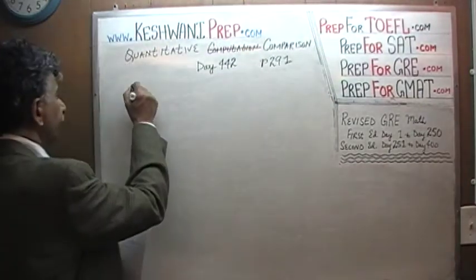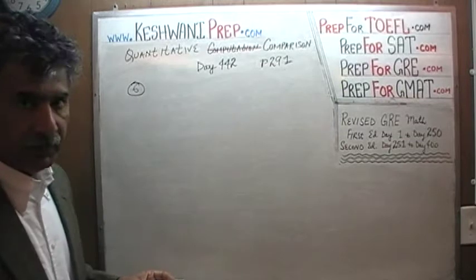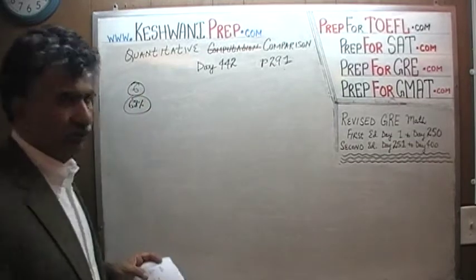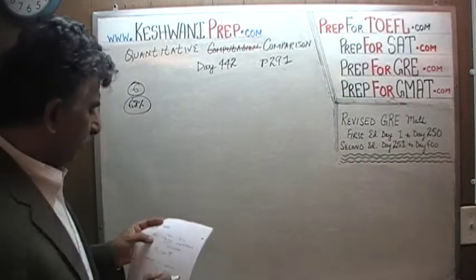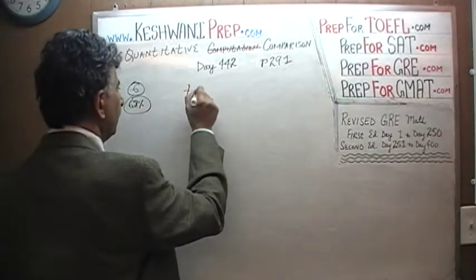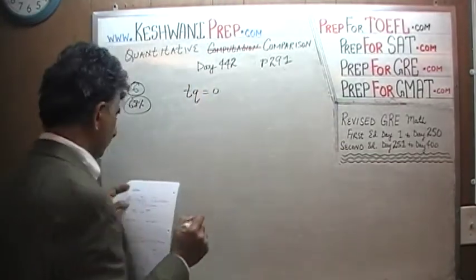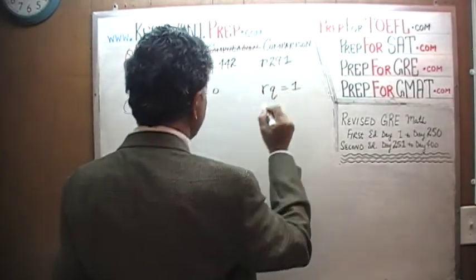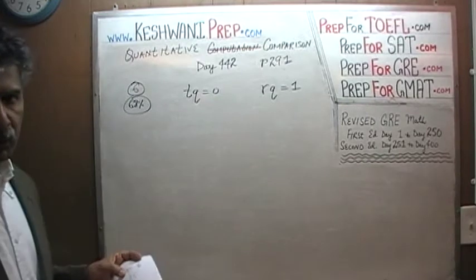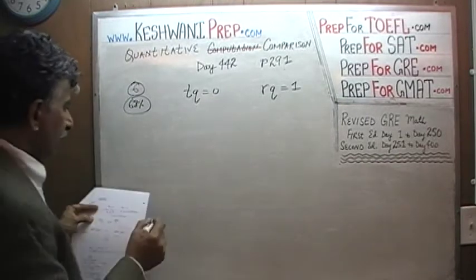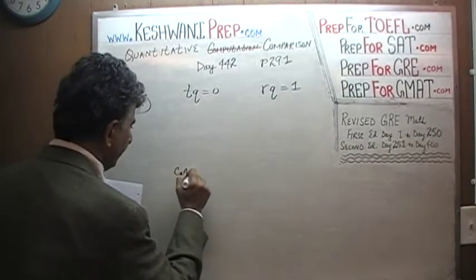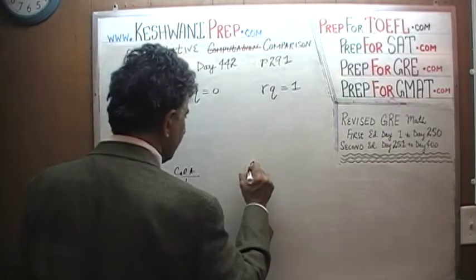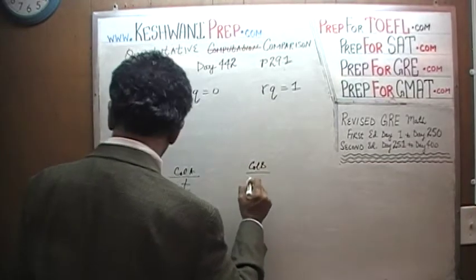Question number 6. When it appeared in the exam, 68% of people who took the exam had no trouble with it. Here's what we're told. We are told that T times Q is equal to 0. We are also told that R times Q equals 1. Those are the two bits of information given to us. And what we're being asked to compare is this: Column A, where we have quantity T, and Column B, where we have 0.